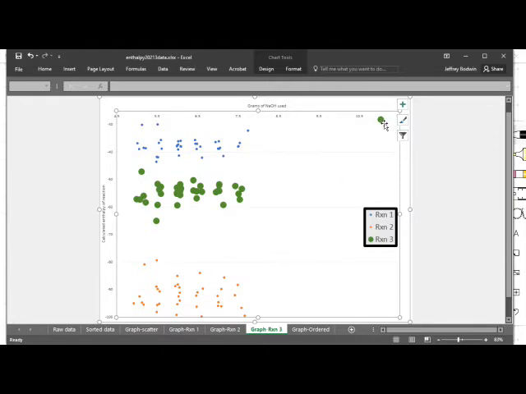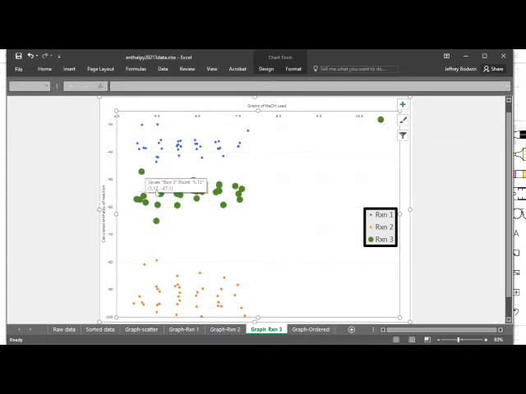Unless you noticed this point sitting way over here. And that point is what just jumps out and says, something is really wrong with this data. There's something happening that made this point deviate so much from the other points.